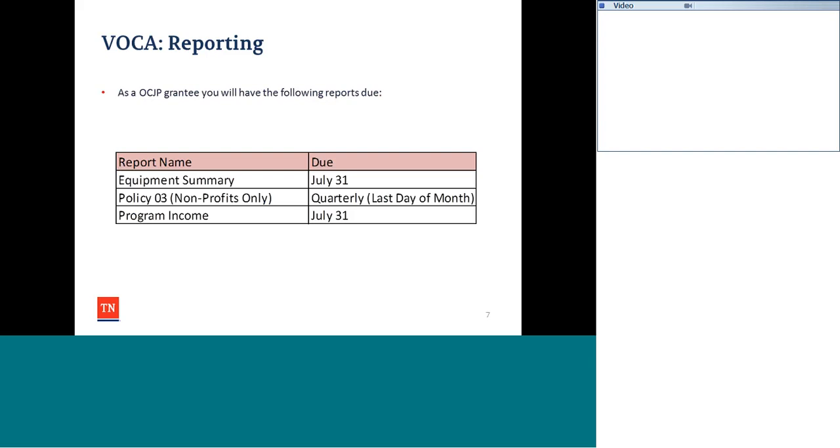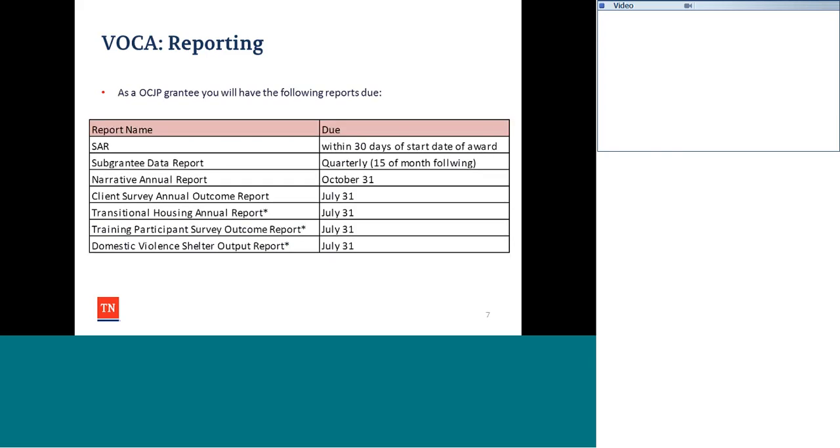So reporting, while there are VOCA-specific reports, as an OCJP grantee, you also have the following reports due. The equipment summary is due yearly, and this is for any program that has purchased equipment valued at $500 or more. The Policy 03 report is for nonprofits only, which is an expense and revenue report that's due quarterly. And then the program income reports are also due yearly.